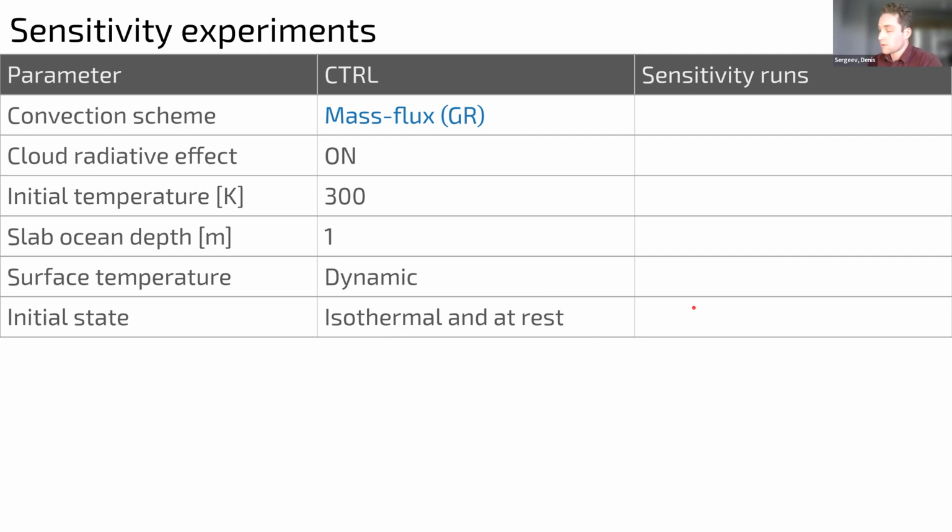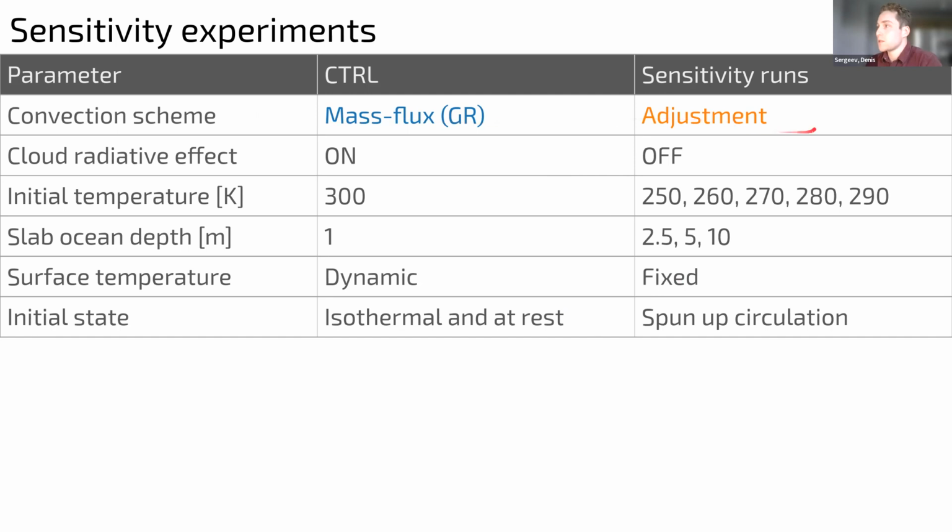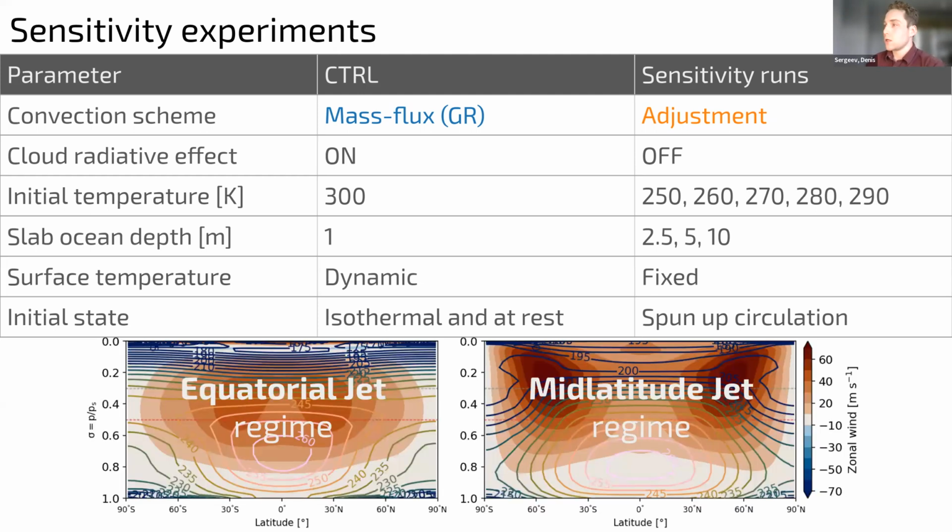And then in this series of sensitivity runs, in several of them I changed the convection scheme to the convection adjustment scheme, which is a much simpler convection parameterization. I also tried switching off the cloud radiative effect and starting the model from various other initial temperatures, varying slab ocean depths, fixing the surface temperature, and also swapping the initial conditions for a spun-up circulation from a different regime to see how robust the emerging regime is. And pretty much all of these simulations fall into two distinct regimes.